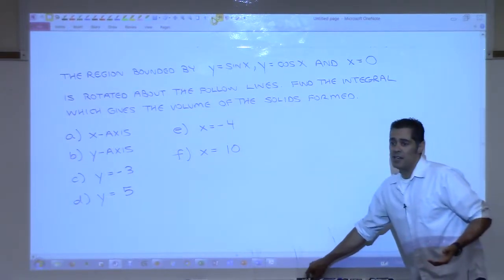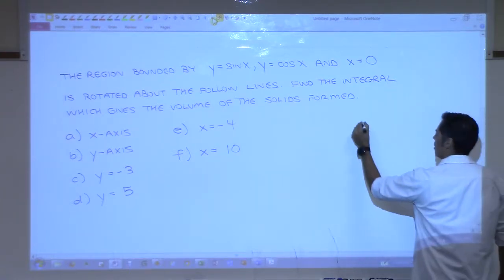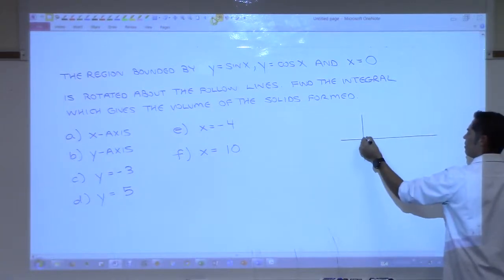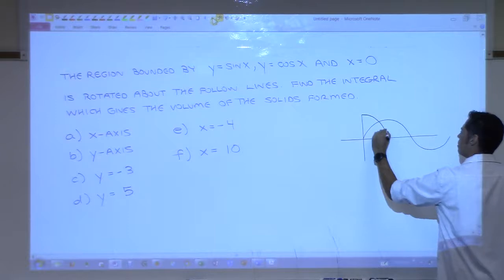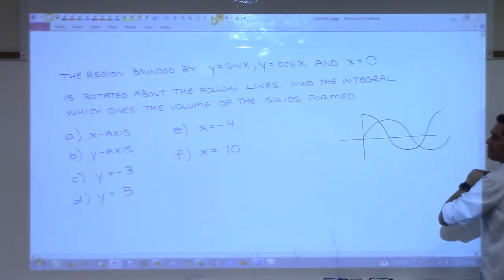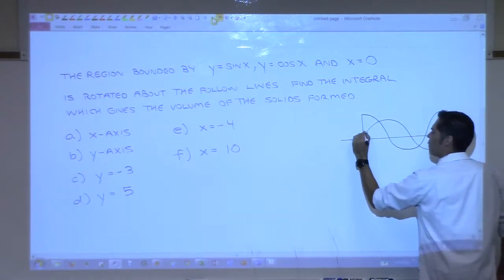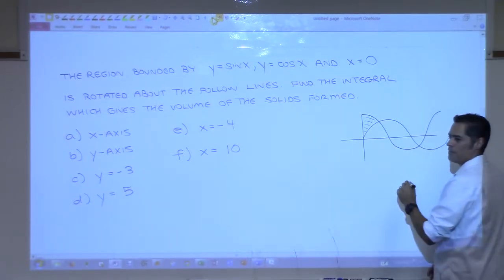Okay, so first thing you have to do is get the region right. I'm going to go kind of fast, all right? The region is bounded by sine x and cosine x, and x equals 0, which is the y-axis. So the region we're looking for is just that right there. Figure that out.